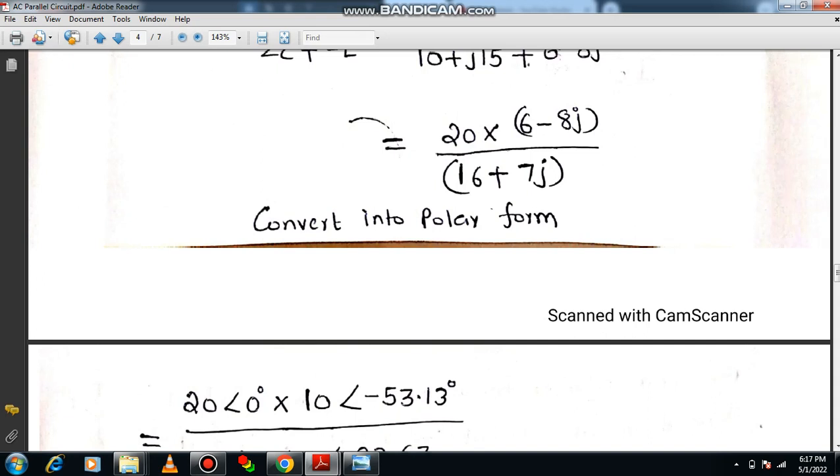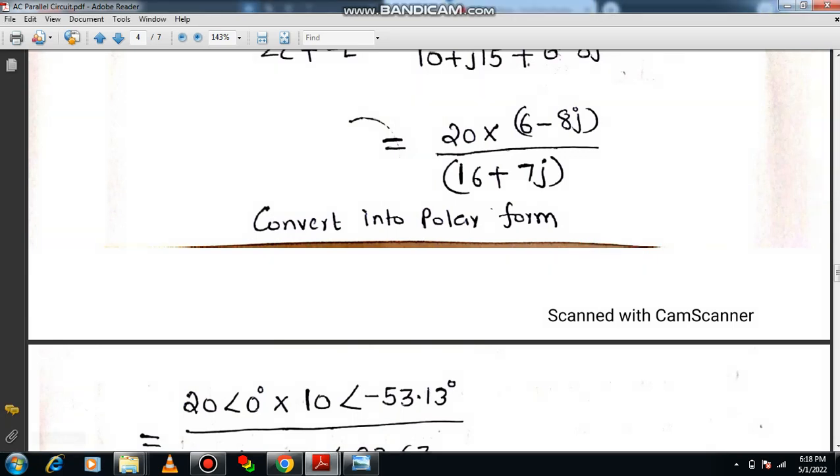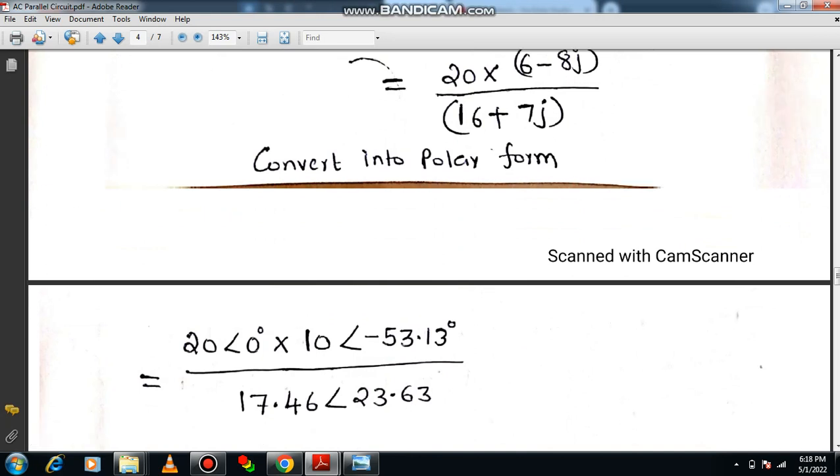Please refer my previous video. If you are using calculator, what to do? First of all, turn on the calculator, then shift, then you are supposed to use POL, Pol 6 comma minus 8. If you do like this, you are able to get the value. So the value will be how much? 10 angle minus 53.13 degree.